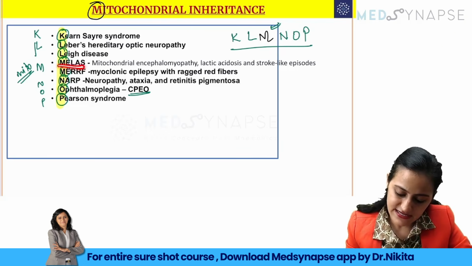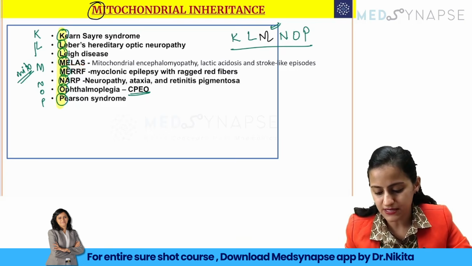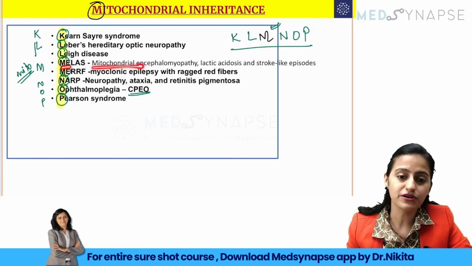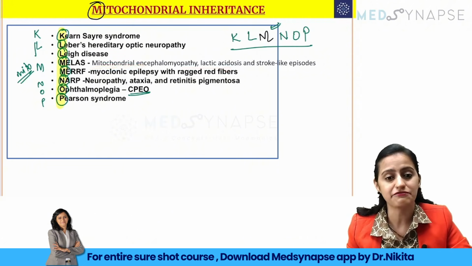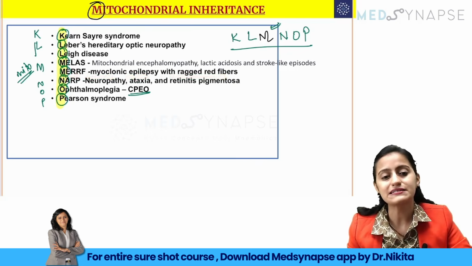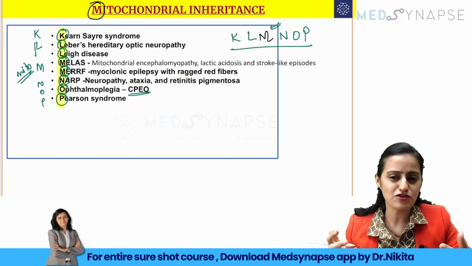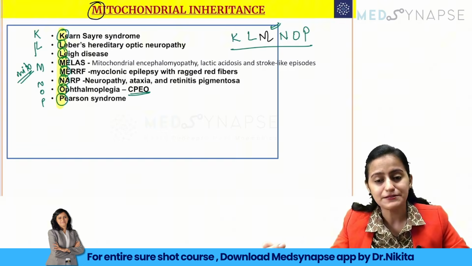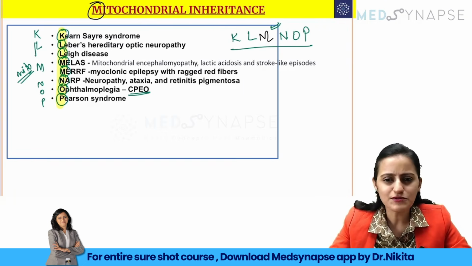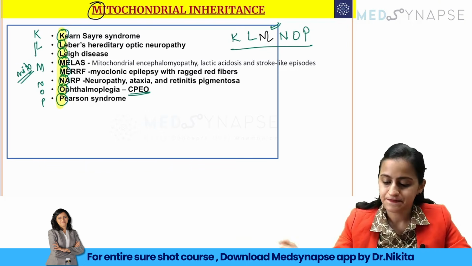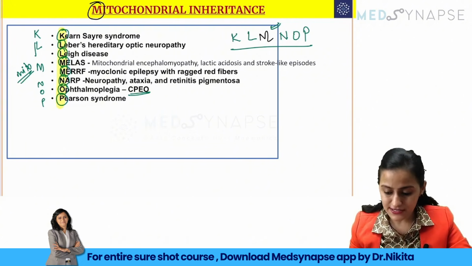What does MELAS stand for? Mitochondrial encephalopathy, lactic acidosis, and stroke-like episodes. MERRF is myoclonic epilepsy with ragged red fibers. NARP is neuropathy, ataxia, and retinitis pigmentosa. Right, so in mitochondrial disorders, the brain is affected, the muscles are affected, the nerves are affected, anything which requires a lot of oxygen is affected in mitochondrial inheritance. Okay, so these are the mitochondrial disorders.